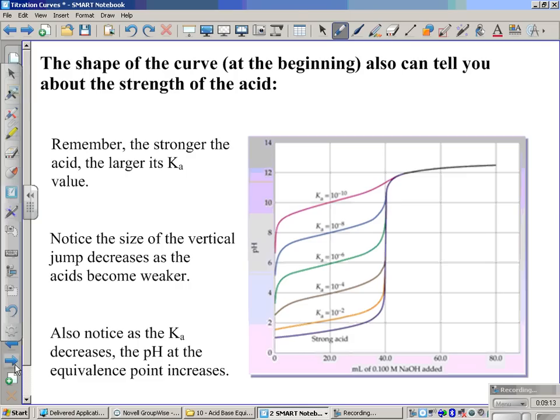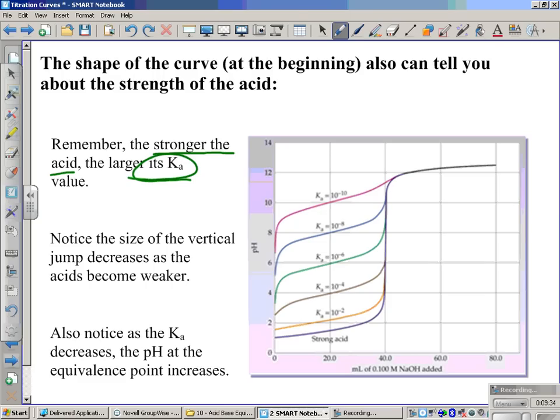Another one is that the stronger your acid is, the larger Ka will be. Think about what that means. We know that a bigger K value means more product has formed. So in terms of acid, that means more has dissociated. So since more is dissociated, it's stronger. Strength is based on the amount of dissociation.